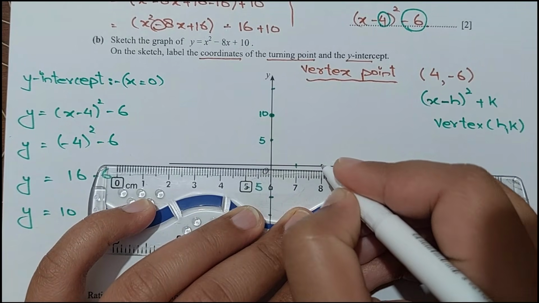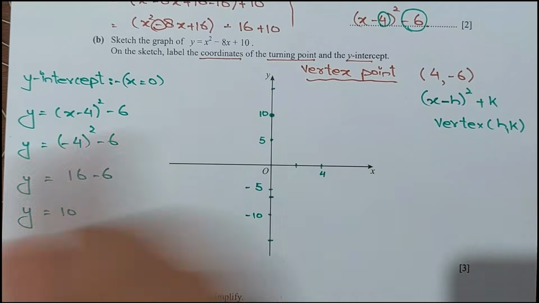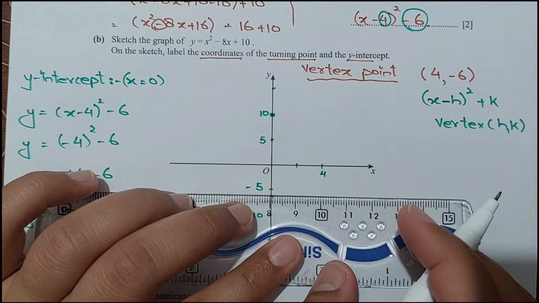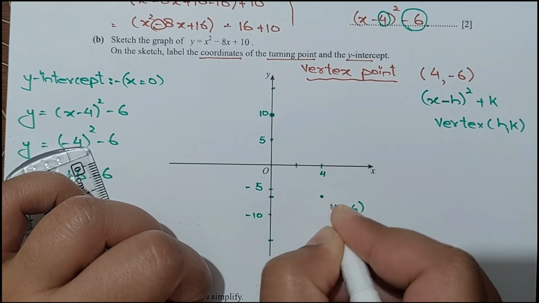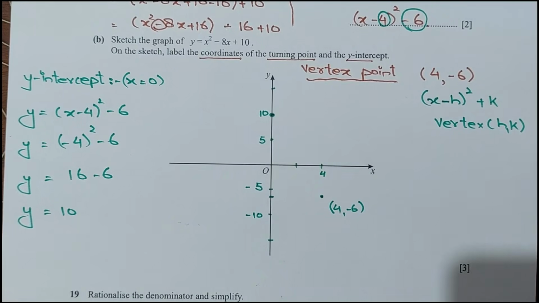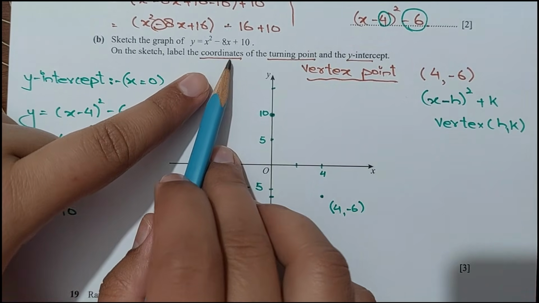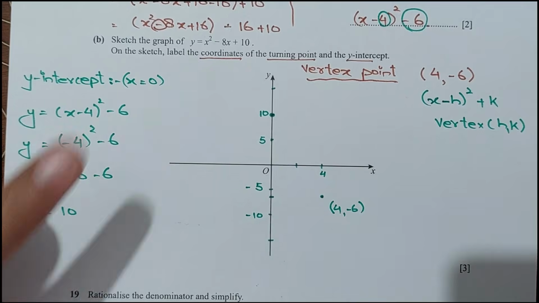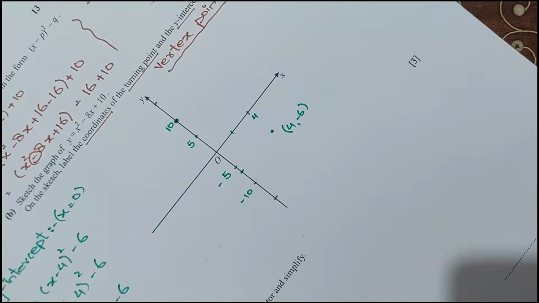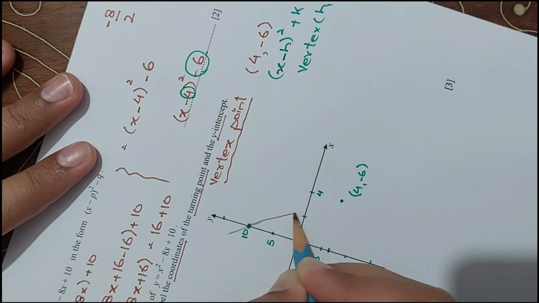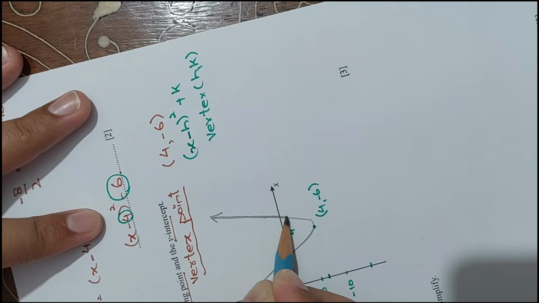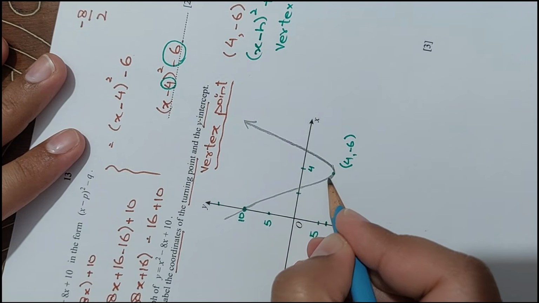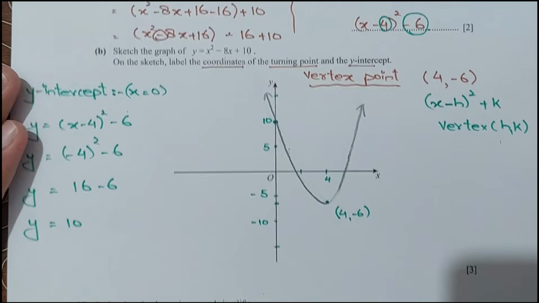Okay, this is 2 and 4. Let's say 4 is over here. Okay, so this would be the point 4 and negative 6. This is the vertex point and this would be the y-intercept. On the sketch, we have to label the coordinates of the turning points and the coordinates of the y-intercept. Let me sketch this. This would be the turning point of the parabola. This would be the shape. Let me correct it. Yes, this is how it looked like.